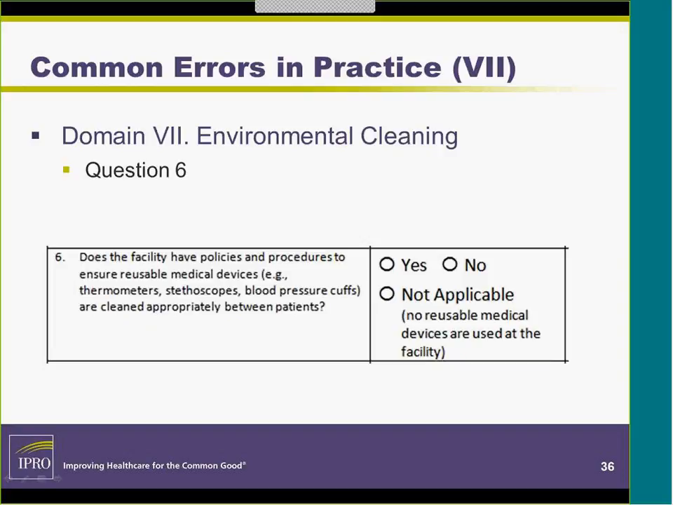Right, we're going to skip to domain 7, environmental cleaning. Question 6, does the facility have policies and procedures to ensure reusable medical devices, thermometers, stethoscopes, pressure cuffs are cleaned appropriately between patients? The blood pressure cuffs are often machine specific, but they're not being thoroughly cleaned, if at all.